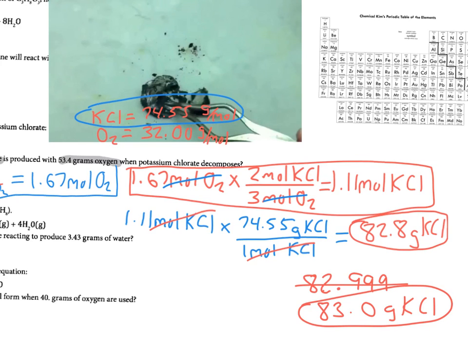So try the next three. Those are all the four types of stoichiometry problems. I encourage you to try the problems on all these pages just to reinforce that you're getting a good understanding of how to do these calculations.